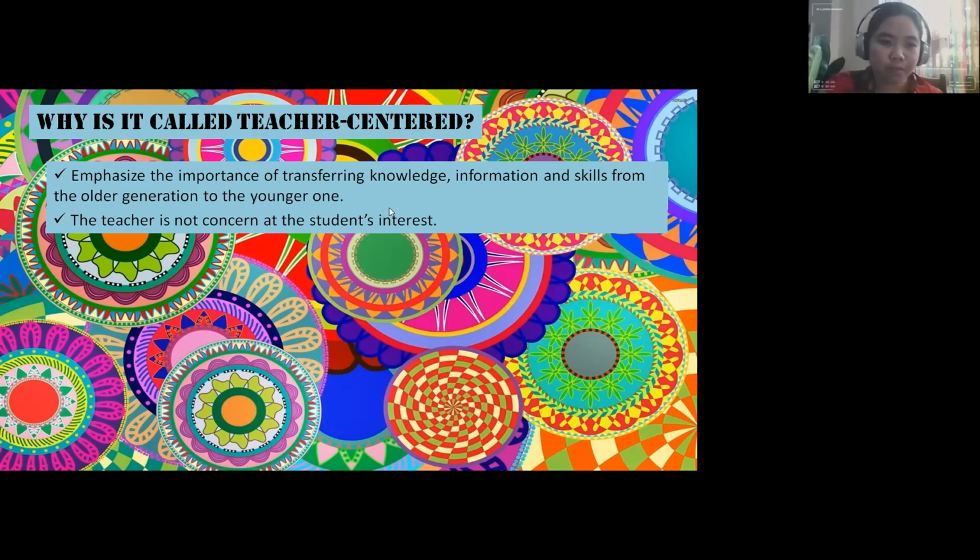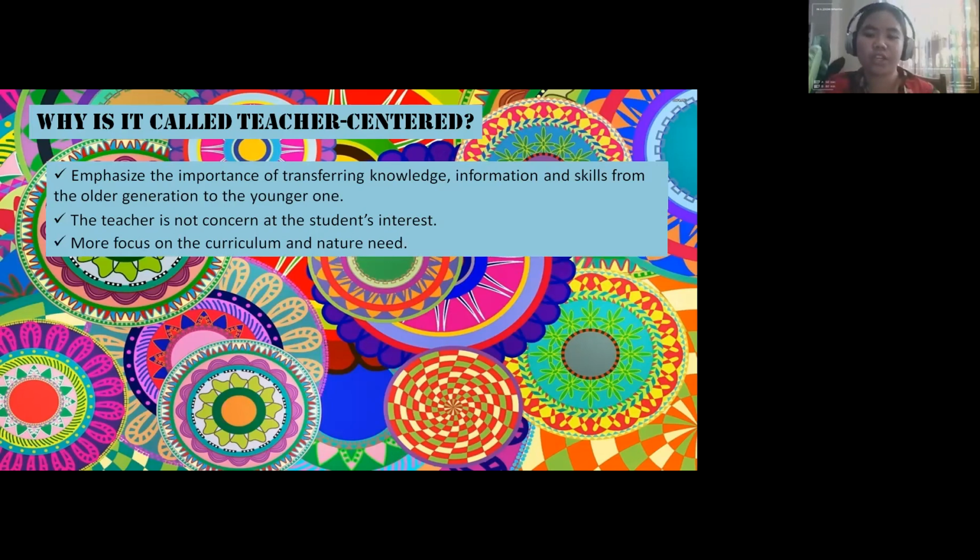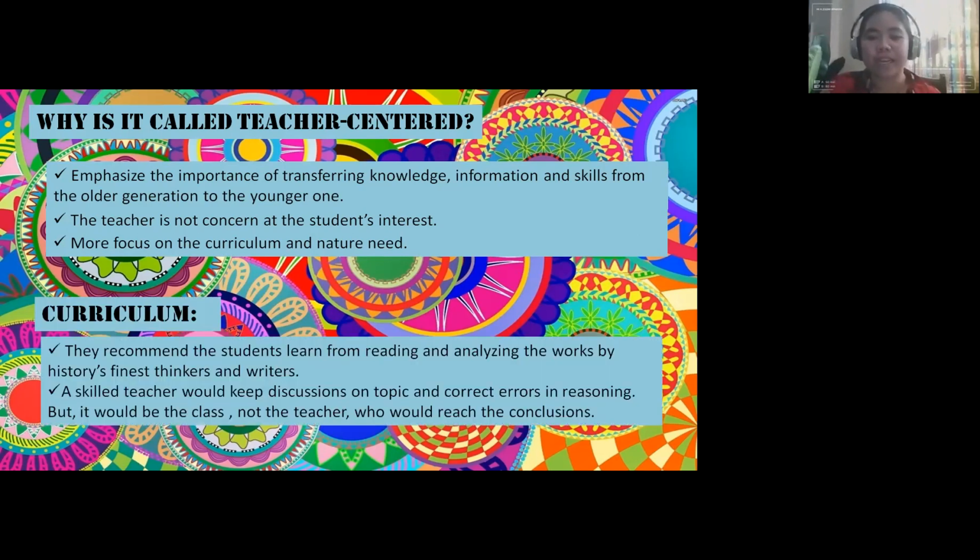Okay, more focus on the curriculum and nature need. So I've said earlier, it is a subject-centered one. Okay, curriculum. They recommend the students learn from reading and analyzing the works by history's finest thinkers and writers.